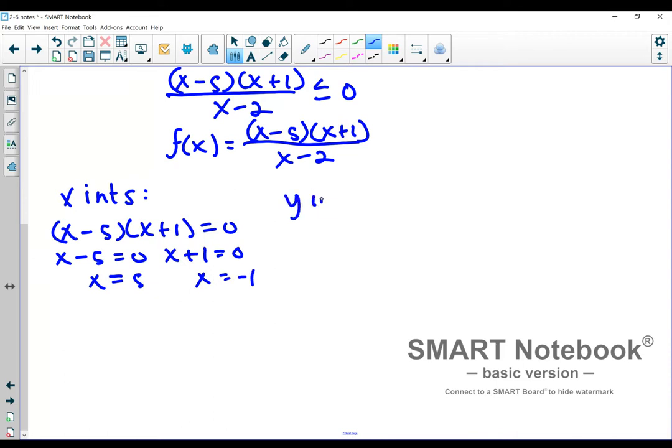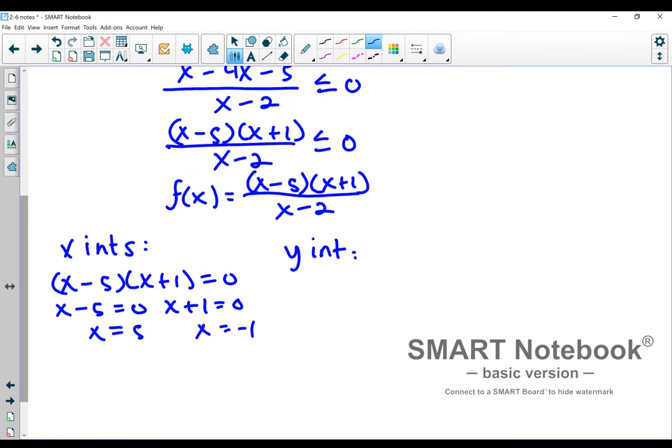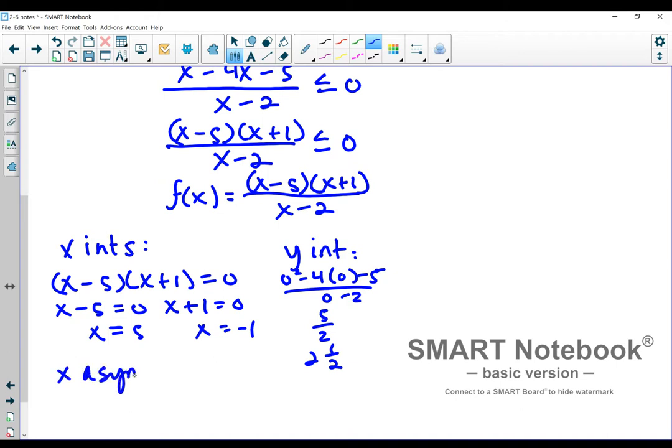My y-intercept I get by putting in zeros for all my x's, and I would actually use unfactored form for this. So I'll have 0 squared minus 4 times 0 minus 5, over 0 minus 2. So just 5 halves, or 2 and 1/2. My vertical asymptote comes from my denominator equals 0.